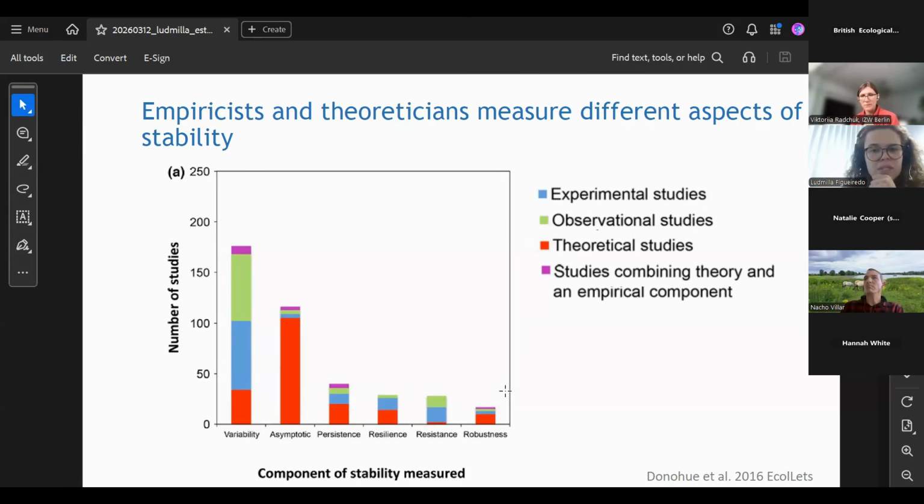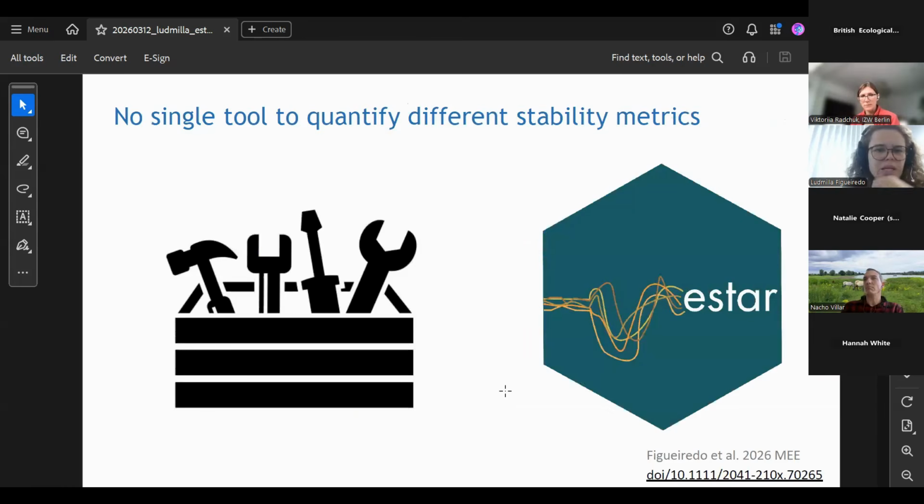And so this was another motivation for us to come up with a toolbox, basically, that brings together the metrics that are most often used. And this is how we wrote estar. We went after the metrics that are used in the literature, in experimental studies, and we wrote functions where you can apply them to realistic data. And this is what I'm going to guide you through now.